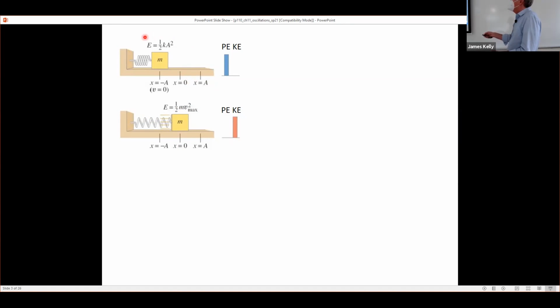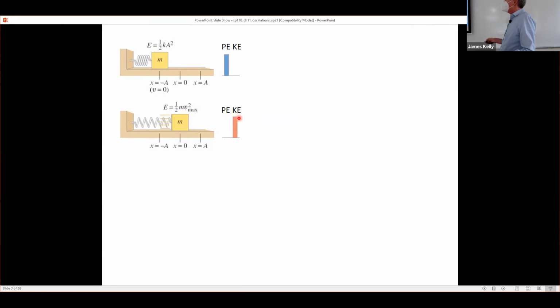Oh, and I forgot to remind you, the formula for the potential energy stored in a mass spring system is 1/2 kx squared. And here it is at x equals minus A, so x squared is just going to be A squared. At this point, there's no more potential energy stored in the spring, and the mass is moving quite a bit. It's flying past x equals 0, so it's got some speed, and there's 0 potential energy, but there's a lot of kinetic energy.